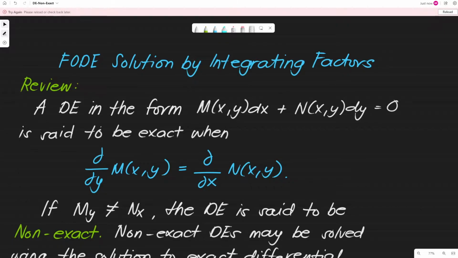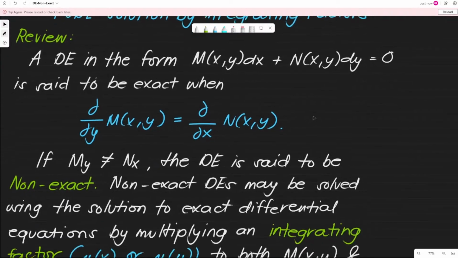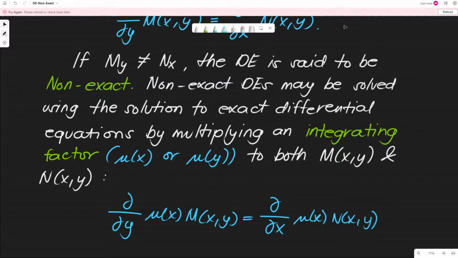So, a little review. A differential equation in the form M of x,y dx plus N of x,y dy is equal to 0 is said to be exact when the partial derivative of M with respect to y is equal to the partial derivative of N with respect to x. Exact when their partial derivatives are equal. But if M sub y is not equal to N sub x, the differential equation is said to be non-exact. So we cannot solve it right away using the exact differential equation solution.